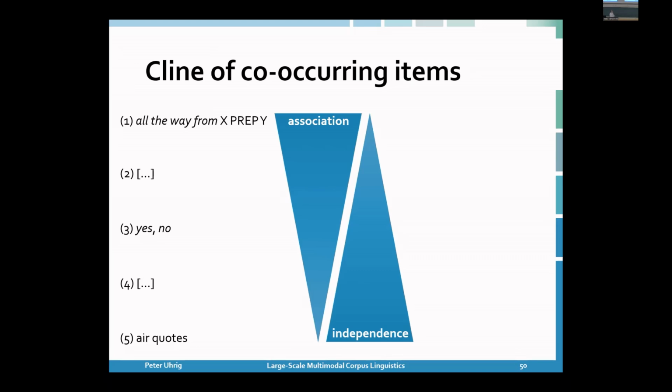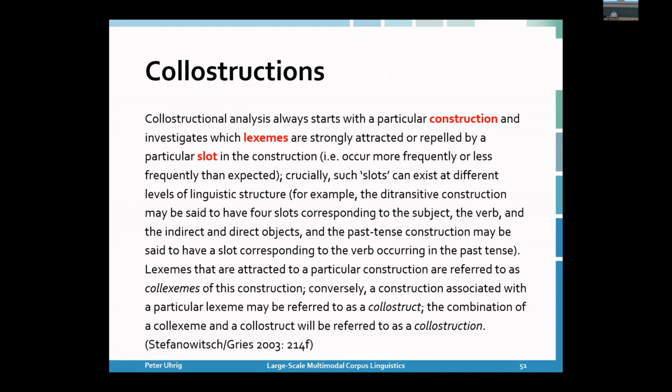And then we have things in the middle here like yes and no. At the top, we can probably speak of multimodal constructions because they're so strongly entrenched together that we will probably retrieve them together, store them together, and so on. On the other hand, here we're pretty sure we have free combinations where we can add air quotes to anything. And this middle ground is what I'm interested in. These are the cross-modal constructions. As I said, I'm using a definition of constructions originally by Stefanowitsch and Gries, but they say, of course, collostructional analysis always starts with a particular construction and investigates which lexemes are strongly attracted or repelled by a particular slot in the construction.